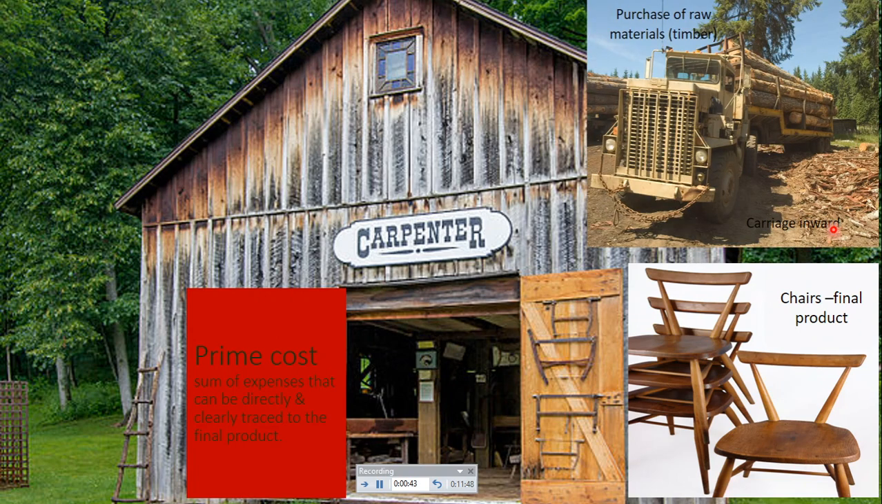Purchase of raw materials, it's your timber out here. So when you are purchasing raw materials to make the chair, that's your direct cost. Carriage inward, the transportation cost incurred to bring this timber, is also your direct cost because it can be directly traced to the production of the chair.